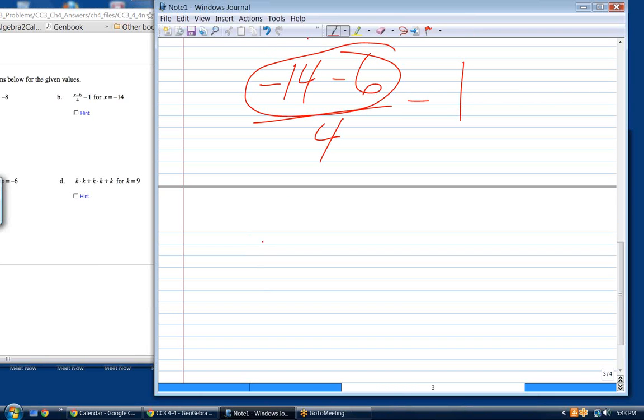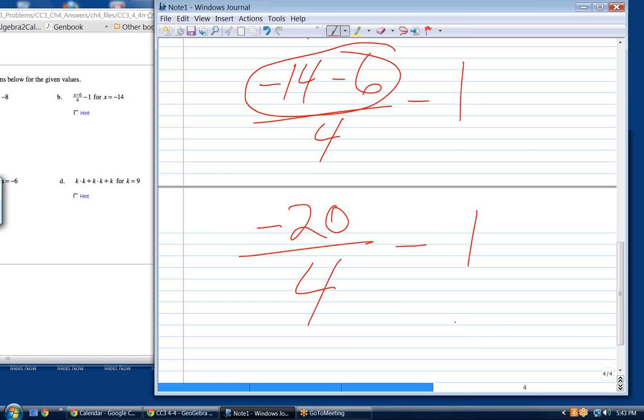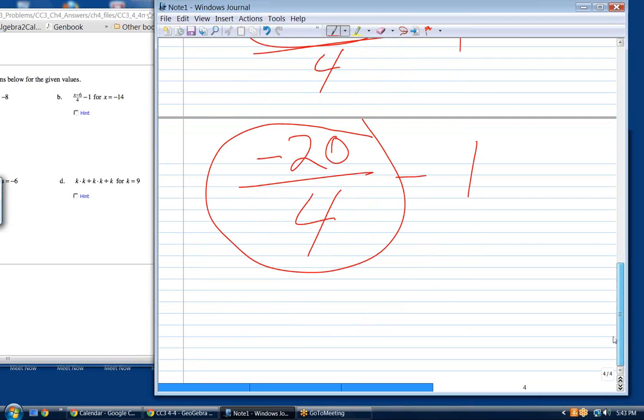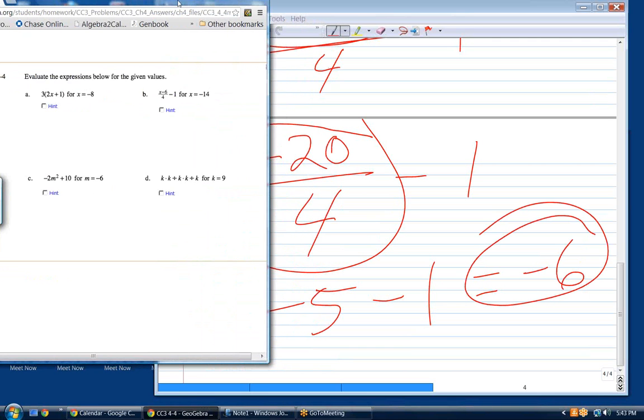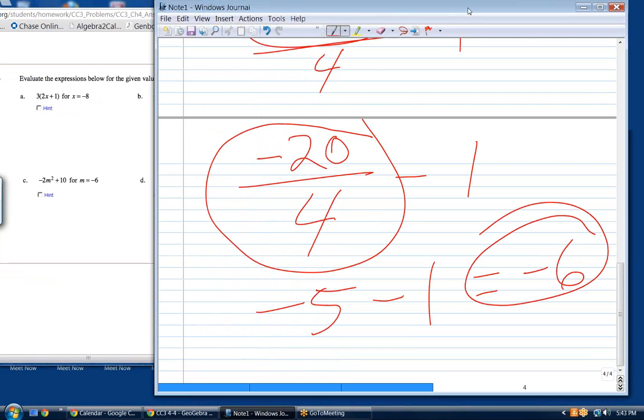Do you do 14 minus 6? Minus 14 minus 6. So it'd be negative 20, over 4 minus 1. And now what is negative 20 divided by 4? Negative 5. So now it's minus 5 minus 1, and what does that equal? Negative 6. That's it. That's all there is to these. Okay. So how about C?